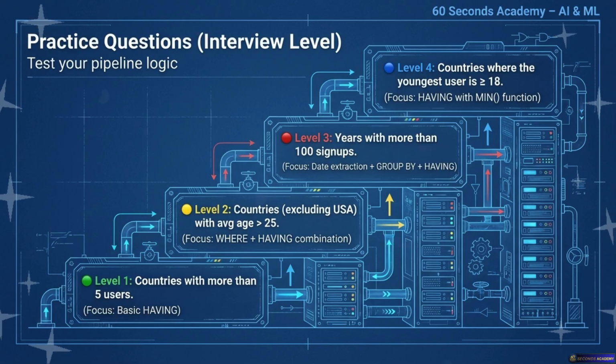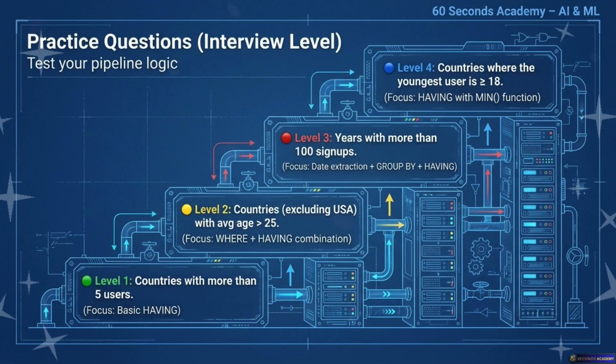The execution path for level 2 requires balancing both clauses. The condition excluding the USA is a row-level metadata filter. You must place where country not equal to USA before the group BY. Because if you use having country not equal to USA, you are forcing the database to calculate the average age of all users in the USA, only to discard that calculation immediately after. Exactly. The having clause should solely handle the aggregate logic, which is having average age greater than 25.